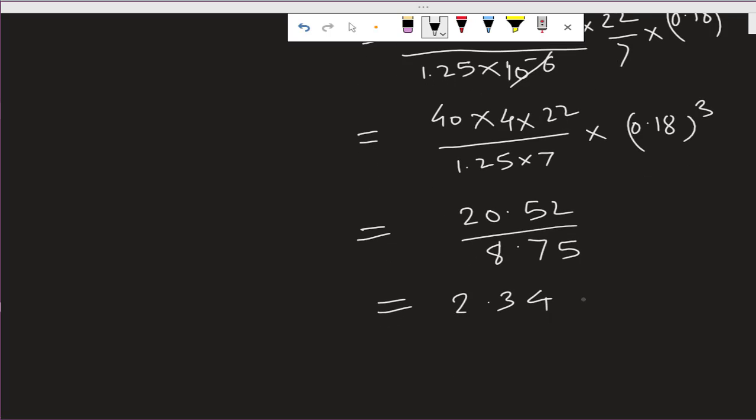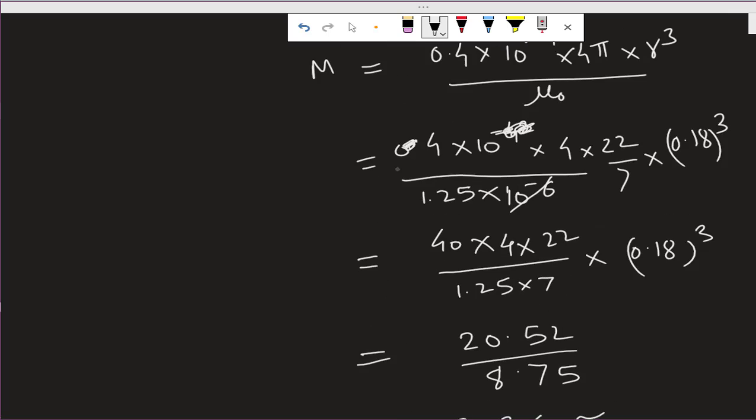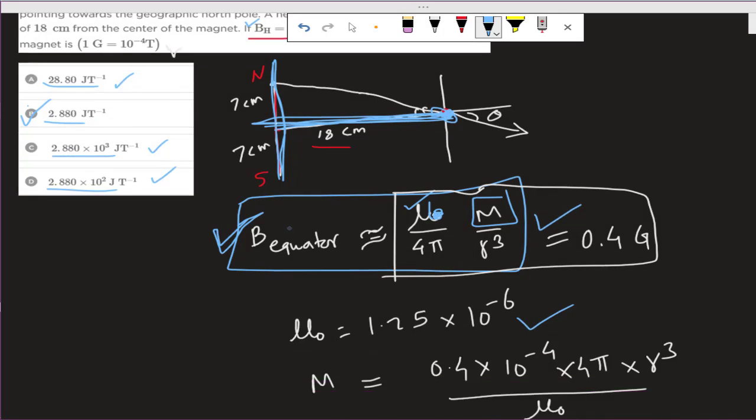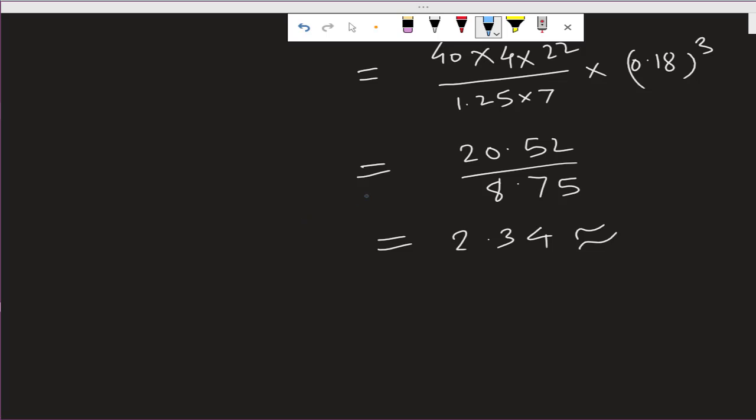So the answer we are getting is 2.34, which is an approximate value, and that's why the nearest option available is 2.88, because the rest of the options are way higher. 28 is a very huge number, and this is also a huge number, and that's why option B is the correct option. Thanks for watching.